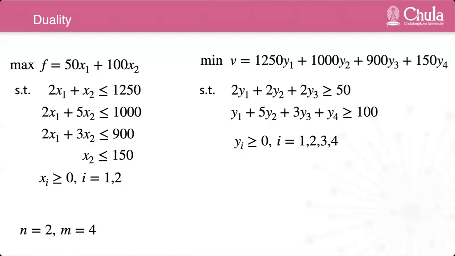And the second constraint, from the coefficients 1, 5, 3, 1, is greater than or equal to 100 because we have 100 here. Okay. Both problems are the primal and the dual. If the primal is on the right-hand side, of course the dual is on the left-hand side. If the primal is on the left-hand side, the dual is on the right-hand side.